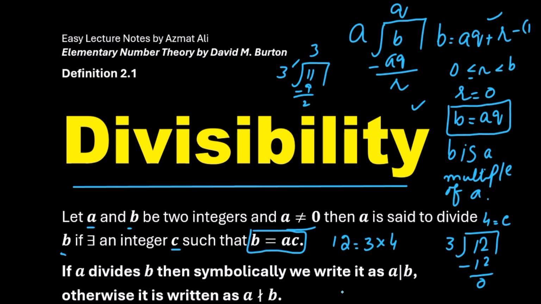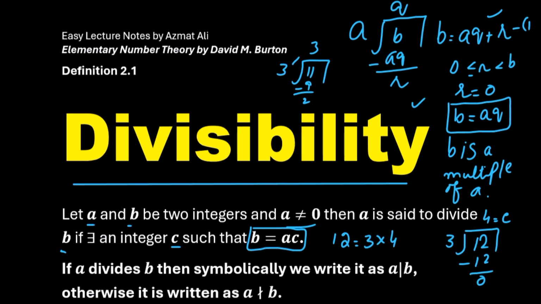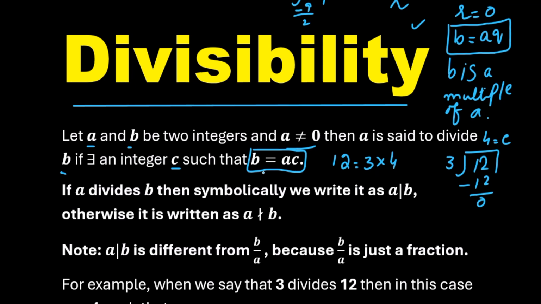So b is divisible by a if there exists an integer c such that we can write b is equal to ac. If a divides b, then symbolically we write it as a with this vertical line b. So this symbol shows a divides b. Otherwise, it is written as a does not divide b. This is different from the notation a/b, because that notation is just a fraction.